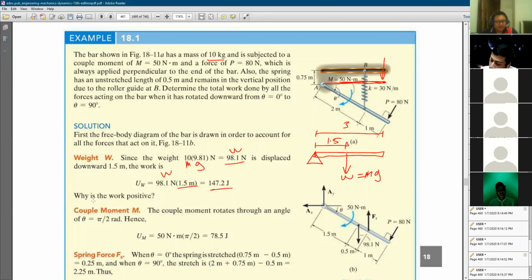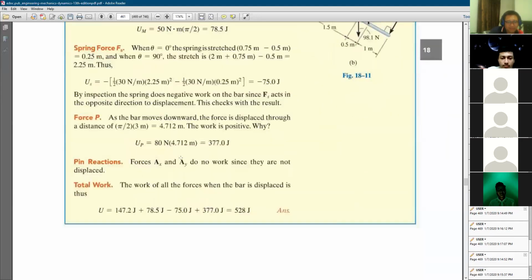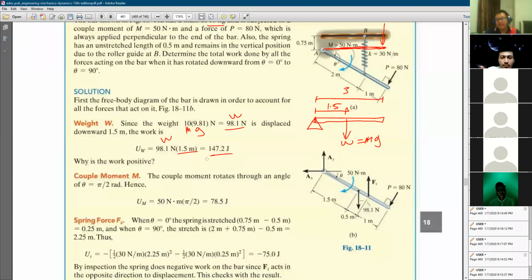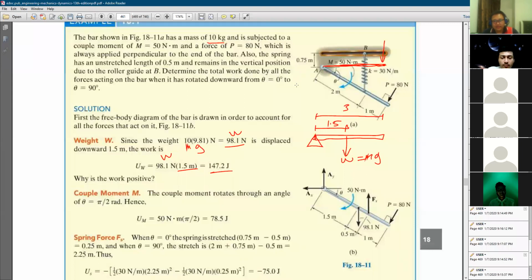So here, why is the work positive? As I mentioned earlier, we consider it as positive, similarly to the spring. You know that the weight here is going down, and the whole mechanism is rotating this way, right? So it is the same direction. So it is positive, based on the direction.